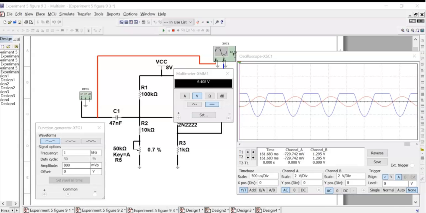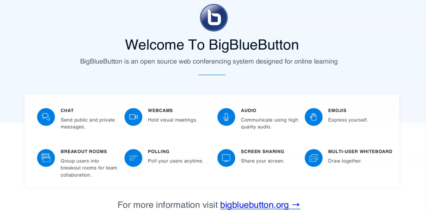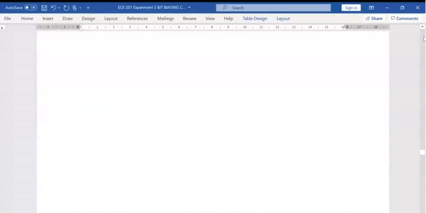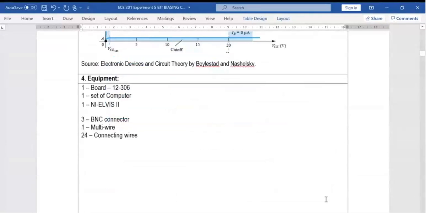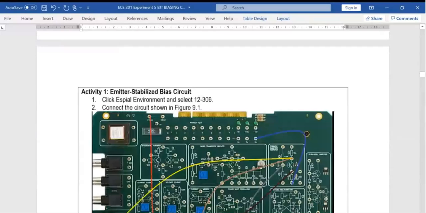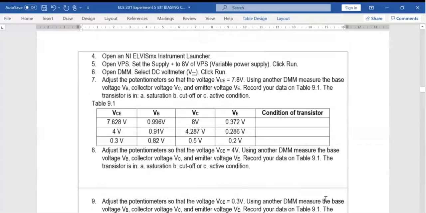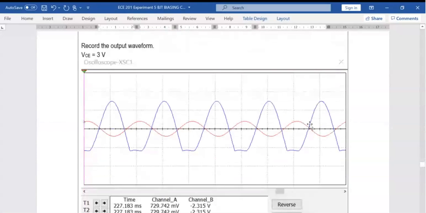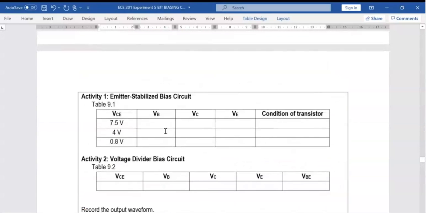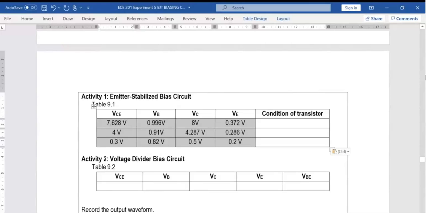So this one, stop sharing. Then I will show you the doc files. This is the recorded data. So for activity 1, this is data for activity 1. Paste. Okay, we have now the data.